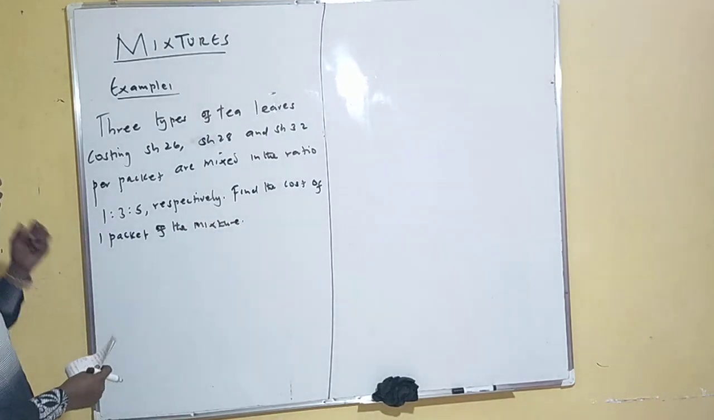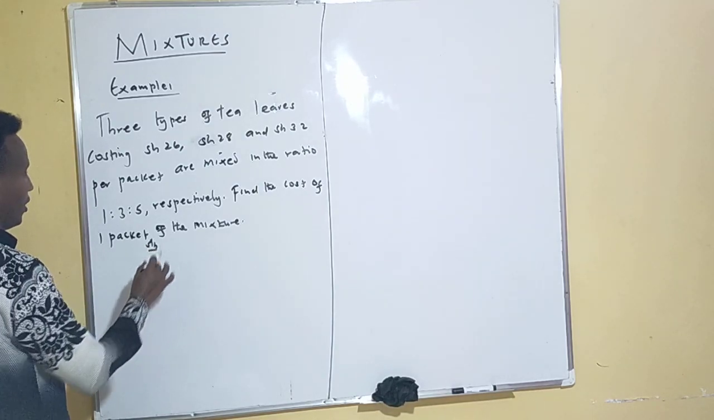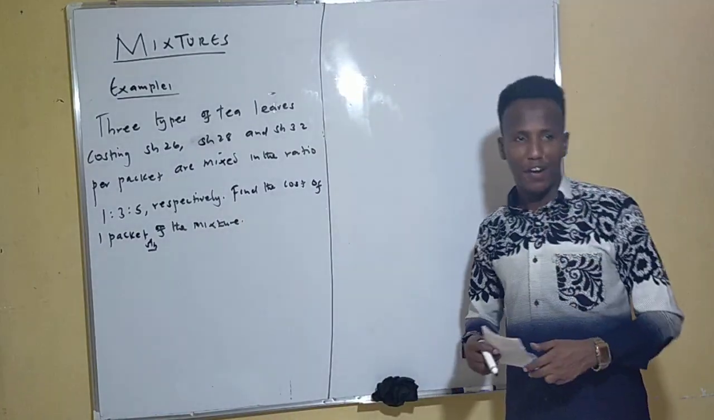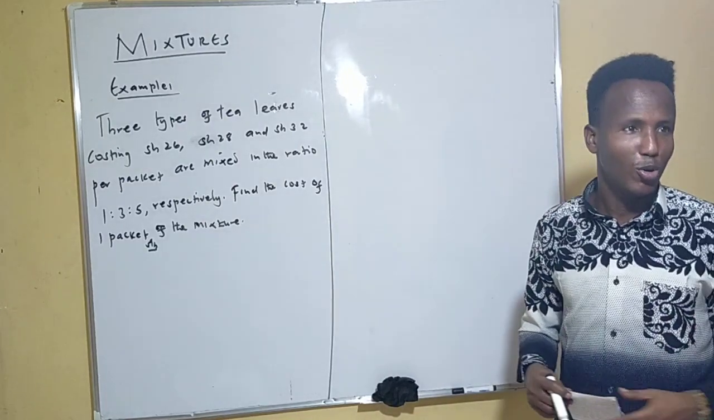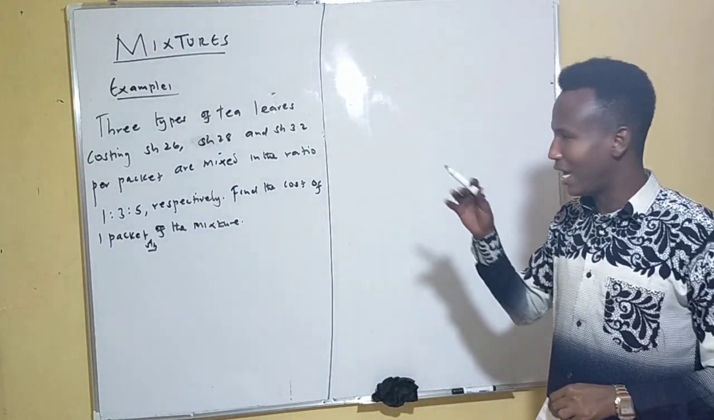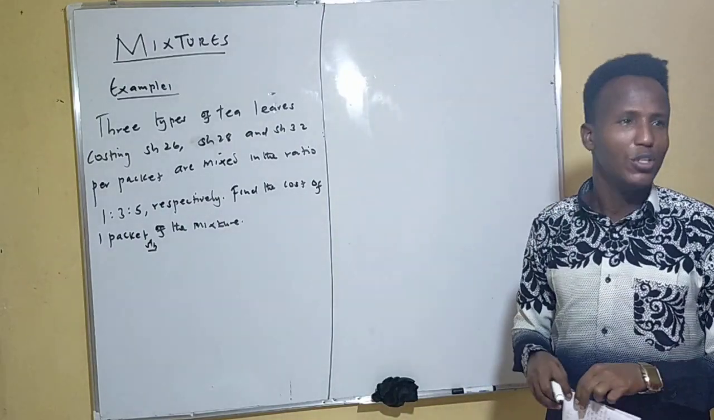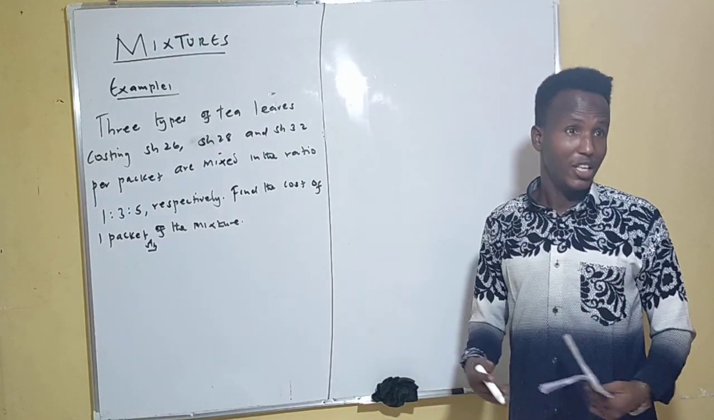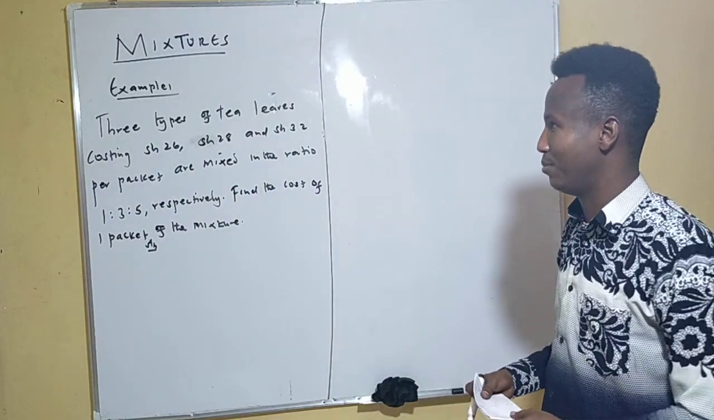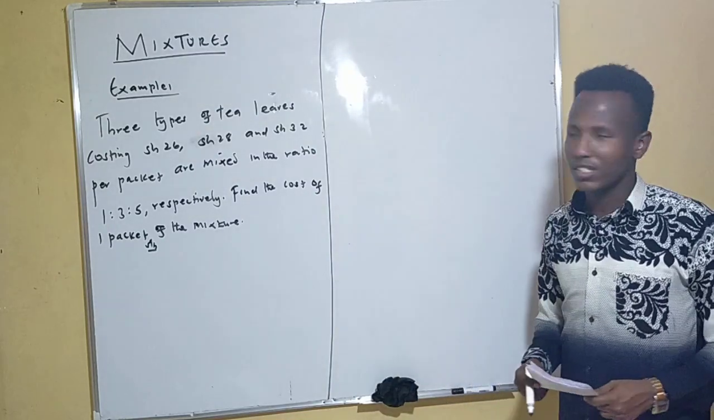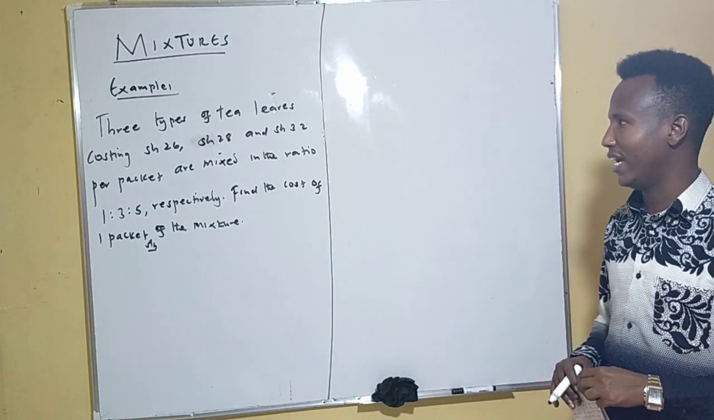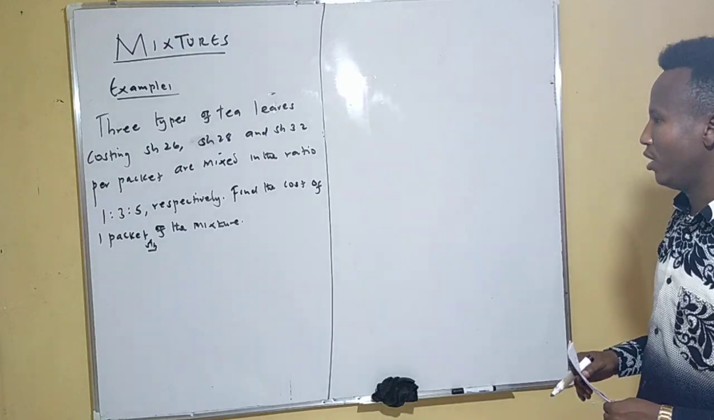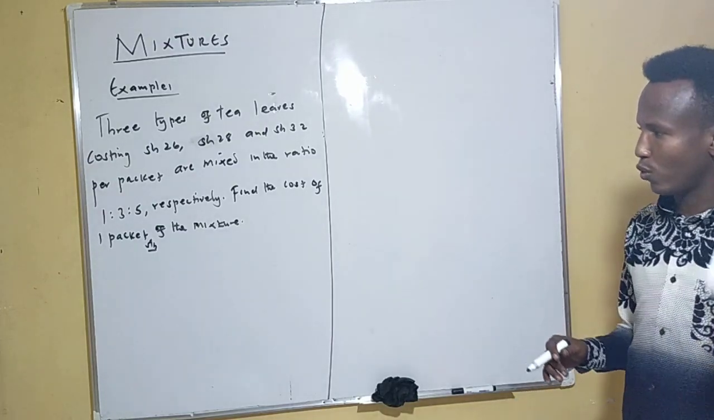Now, when you look at this question, it is very, very easy, by the way. And of course, the procedures we'll be using are the same, only that when we do the reverse of these questions, we are going to change the procedure. So understanding the nature of the question is very important during KCSE or any other exam. You are told 3 types of tea leaves costing shilling 26, 28 and shilling 32 per packet are mixed in the ratio 1 to 3 to 5 respectively. Find the cost of 1 packet of the mixture.